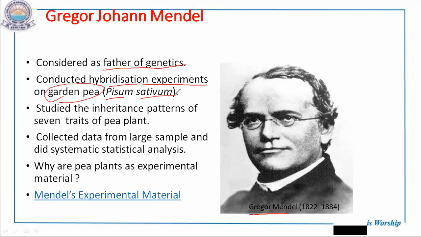And what he mainly studied, he studied the inheritance pattern of 7 traits of the pea plant. So you know that Mendel had chosen 7 characters in the pea plant. So how these 7 characters with all the traits are getting inherited, means are getting transferred to the next generation, it was studied by Gregor Johann Mendel. And he collected the data from a large sample and did very systematically by using statistics to find out the results. But the question is, why these pea plants were used? Why not any other material? Are you getting my point?